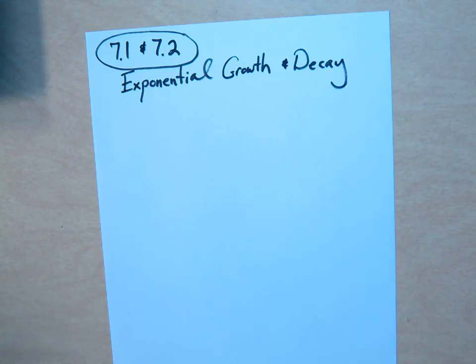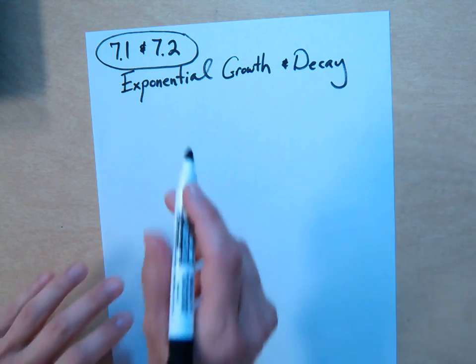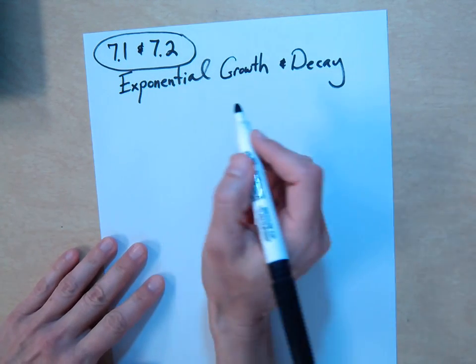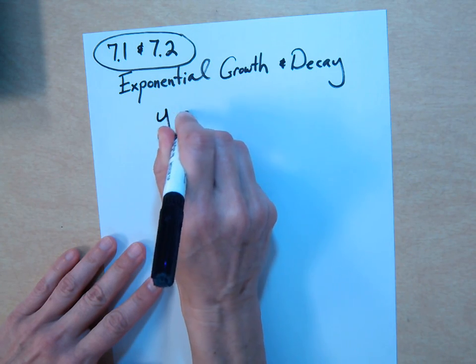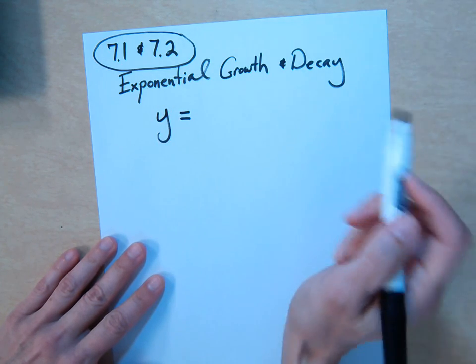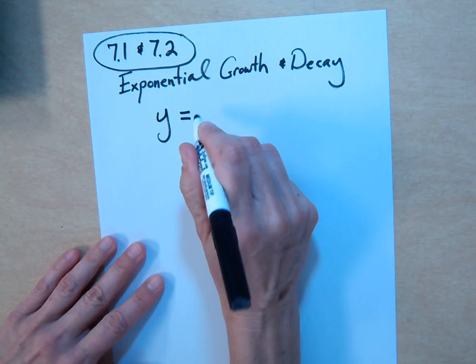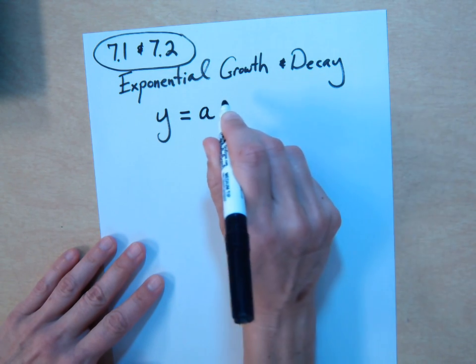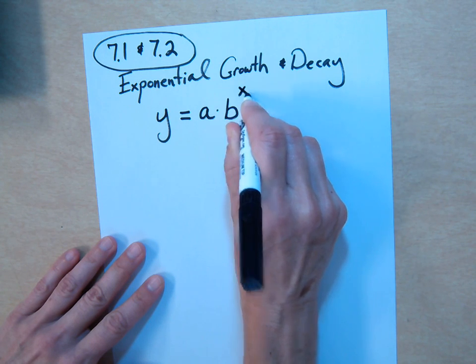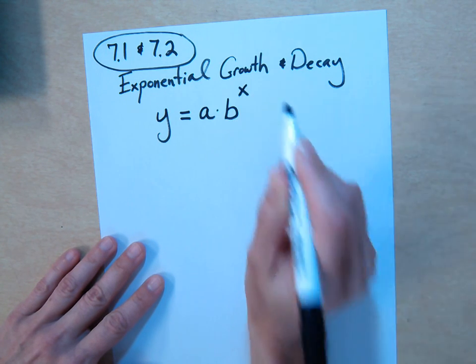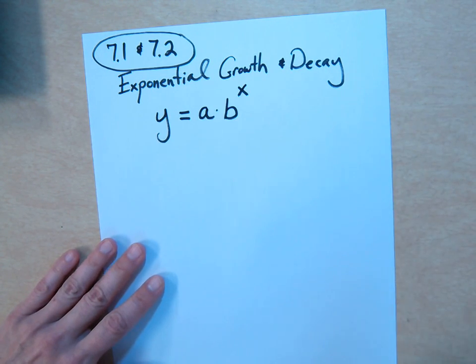This is from 7.1 and 7.2 in your book, Exponential Growth and Decay. The main formula that helps you do all of these problems is this. It is y equals a times b to the x power. It's very simple. Anything for exponential growth and decay will follow that simple format.